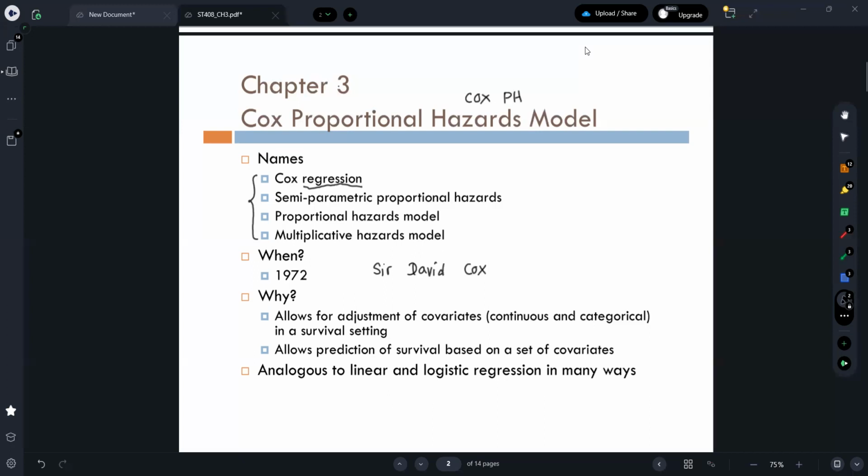The reason we use the Cox PH model is because it allows covariates to be included in the survival setting. These covariates can be continuous or categorical. Age can be continuous, gender will be categorical, and treatment methods will be categorical. Blood pressure levels, cholesterol levels, and so on will be continuous. It's very analogous to logistic regression. Like you compare the odds ratios, you can compare the hazard ratios in the Cox PH model. If you have any questions, please use the chat, or you can unmute and speak up.